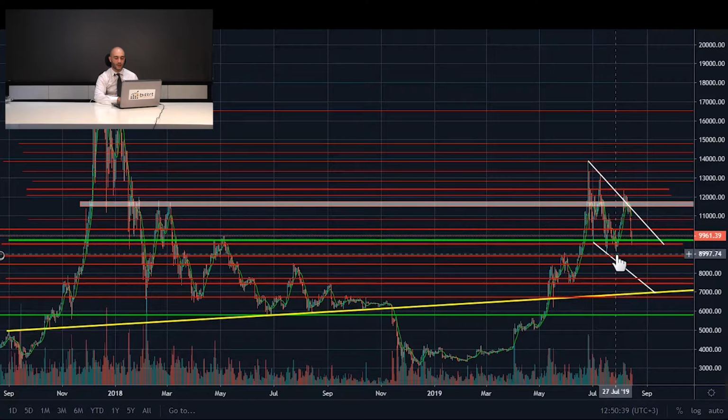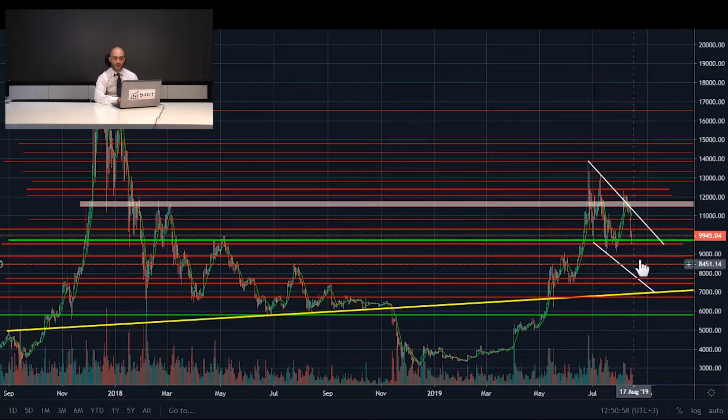I drew this trend line also, but this trend line is not active. I just drew this theoretically because we need one more touch to use this lower boundary of this channel. This channel is just possible, but not active yet.